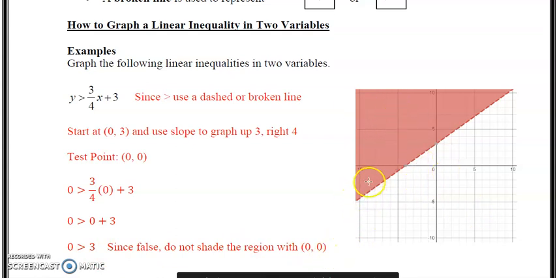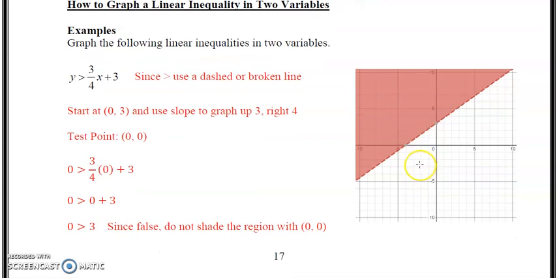Remember to include arrows at the end of each line, though my Desmos doesn't show them. That way you can ensure that you're showing that the graph doesn't continue on forever down and to the left and up and to the right. Okay?